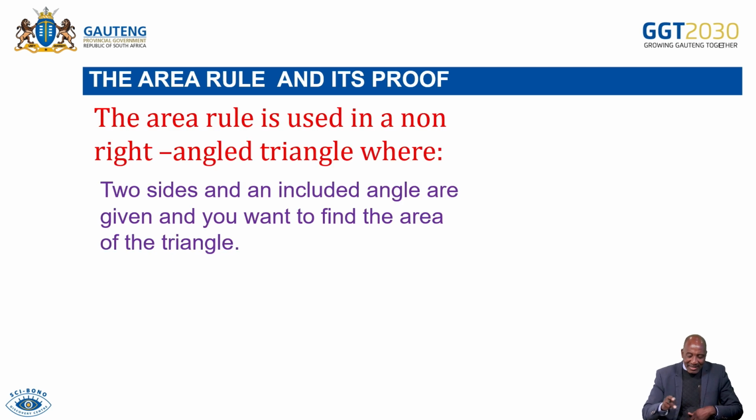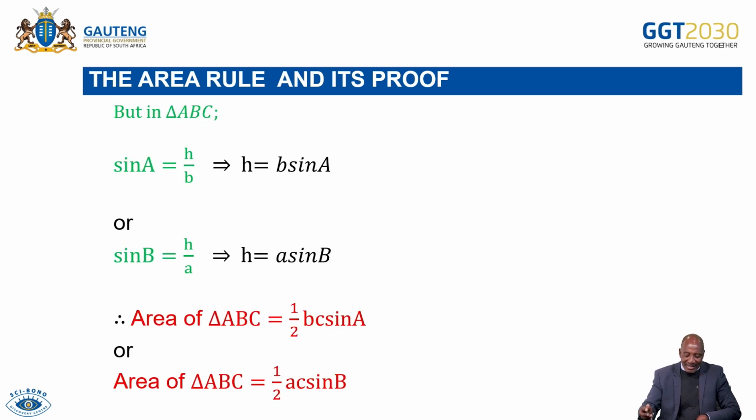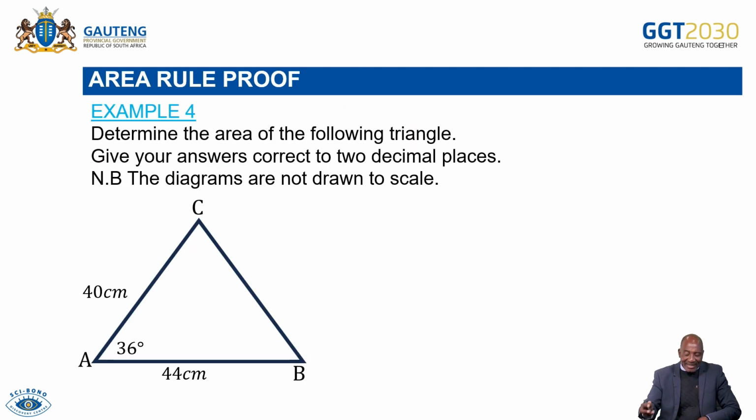So the same would apply if you changed the approach. So we are saying the area rule is used in a non-right angle triangle where two sides and an included angle are given, and you want to find the area of the triangle. You can find the area of the triangle without a 90-degree angle by applying what we call the area rule, which states what we have just established: half BC times sine A, or half AC times sine B, or half BC times sine A, depending on which angle is given.